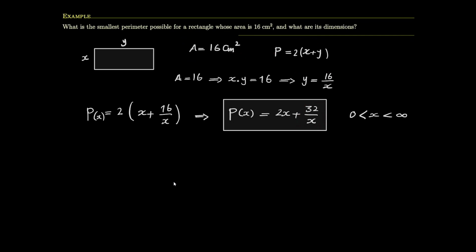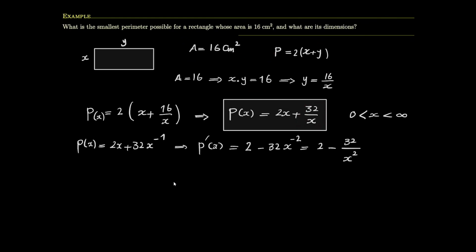So what we do, I would write that p of x is equal to 2x plus 32 x to the power minus 1. The reason that I did that, because I want to be able to differentiate it. But now differentiation is easy. The derivative of 2x is just simply 2. The derivative of 32x to the minus 1 comes down, so it becomes minus 32, and I subtract 1 from the power, which is minus 2. And if you don't mind, let me now put it back to make it with positive power. So this is my derivative.